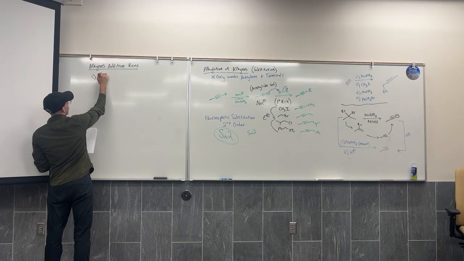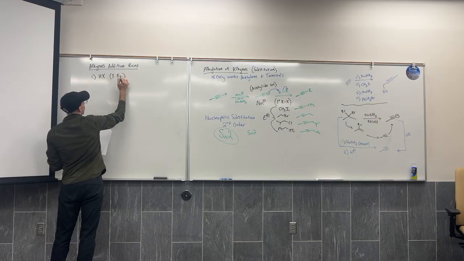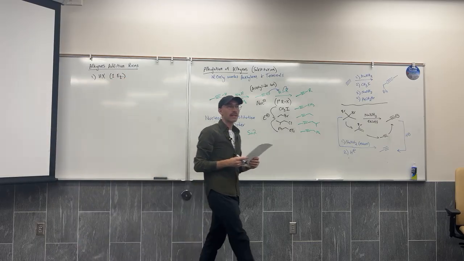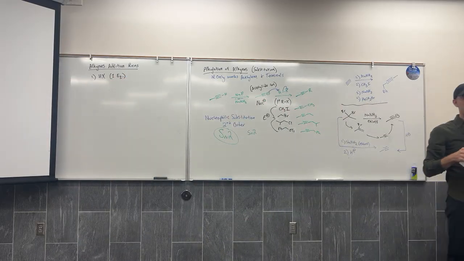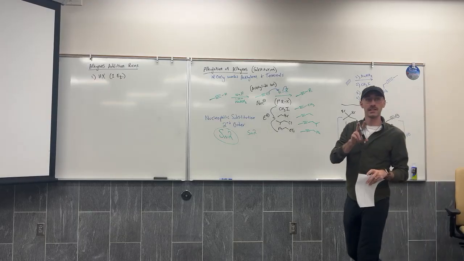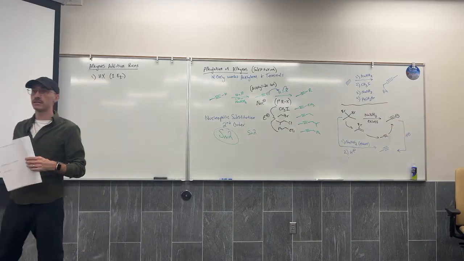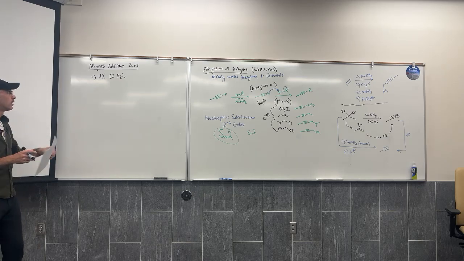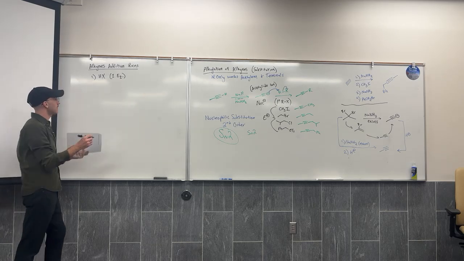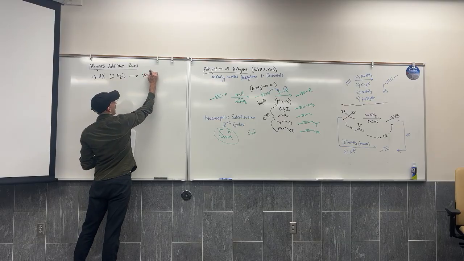I'm actually going to start on the left, and I'm going to go counterclockwise. We can do HX addition. We can do HX addition to our alkynes, but because there's 2 equivalences of pi bonds, we can actually control how many equivalences of addition we do. 1 equivalence of HX gives a vinylic halide.